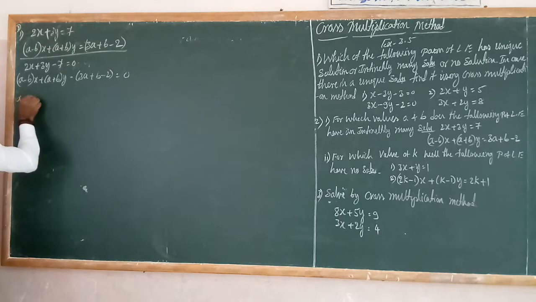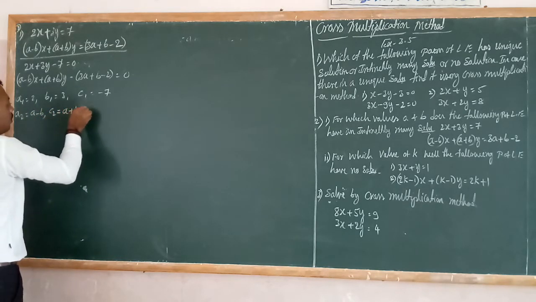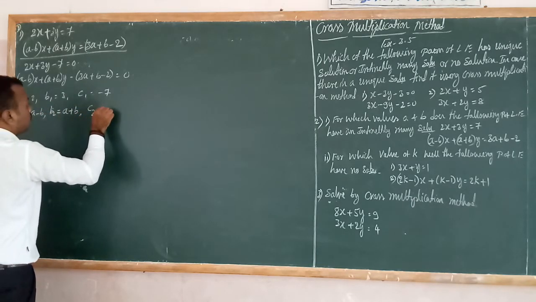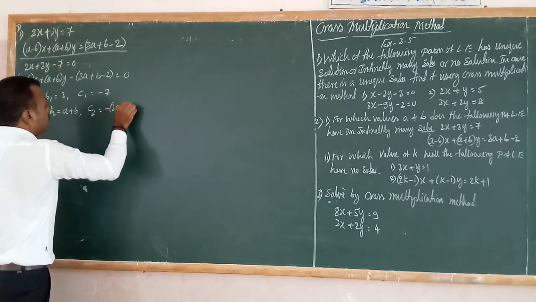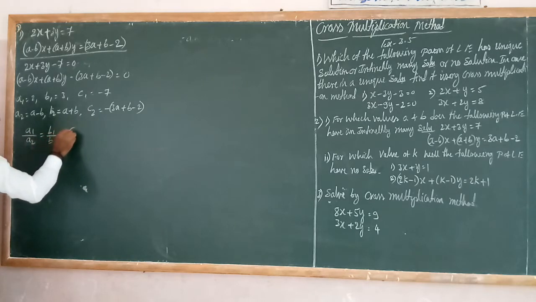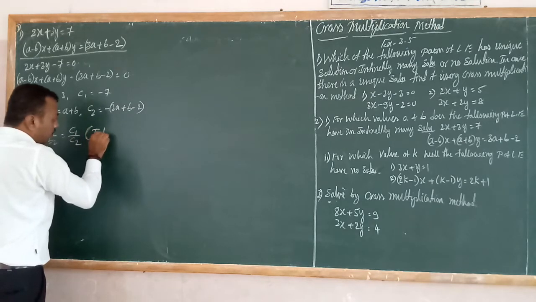Now a1 is equal to 2, b1 is equal to 3, and c1 is equal to minus 7. Then a2 is equal to a minus b, b2 is equal to a plus b, and c2 is equal to minus of (3a plus b minus 2). Now see, these are the infinitely many solutions. Therefore a1 by a2 is equal to b1 by b2 is equal to c1 by c2, each equal to the other because of infinitely many solutions.